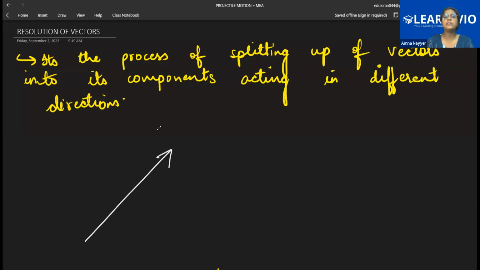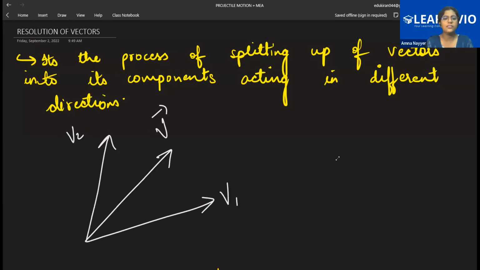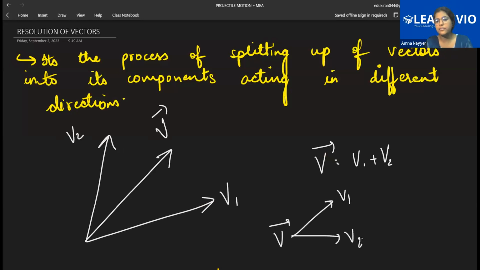Now, if a vector is here, let's say this is some vector v, there are always two components, let's say v1 and v2. And this vector v is actually made by these v1 and v2. Breaking this v into its v1 and v2 components is called resolution of vectors.